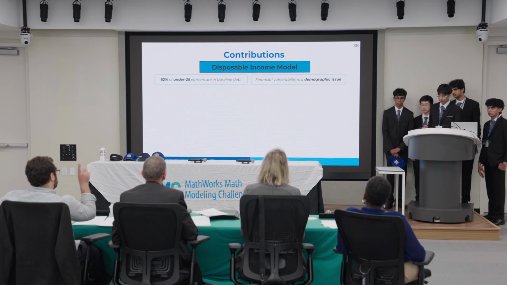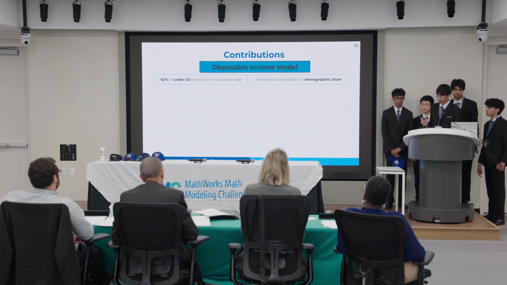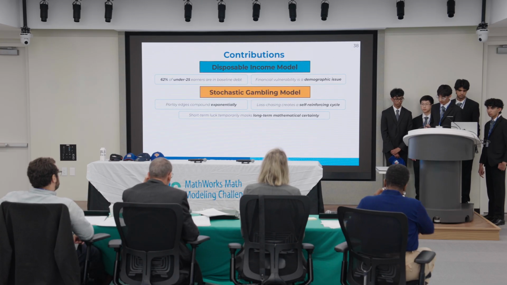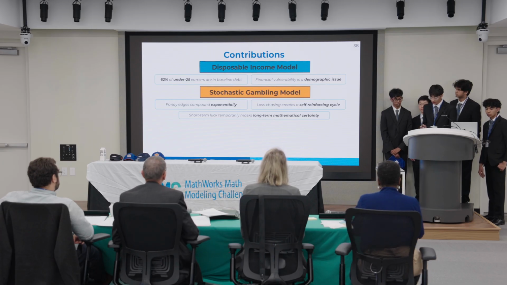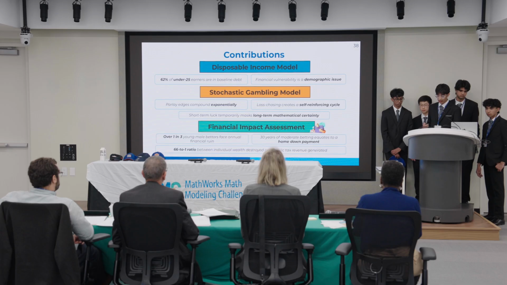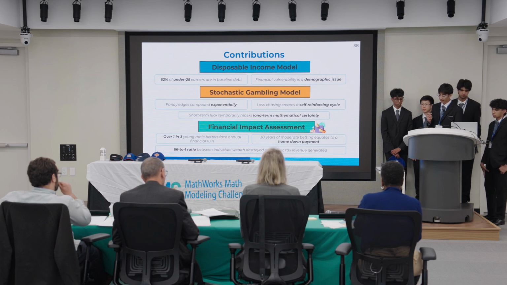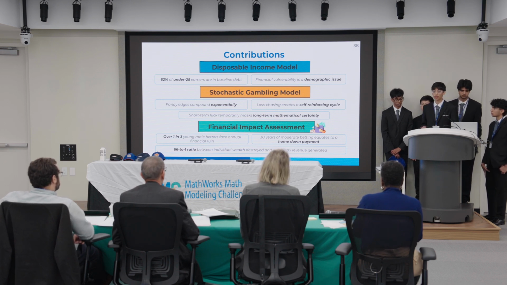To summarize, our disposable income model reveals that 62% of under 25 earners are already in debt before gambling enters the picture. Our stochastic gambling outcome model proves that parlay edges compound exponentially and that loss chasing creates self-reinforcing cycles. And our financial impact assessment shows that more than 1 in 3 young male bettors face financial ruin each year, that 30 years of moderate betting costs equivalent to a retirement, and that sports betting returns just $1 to the public for every $66 it takes from individuals.